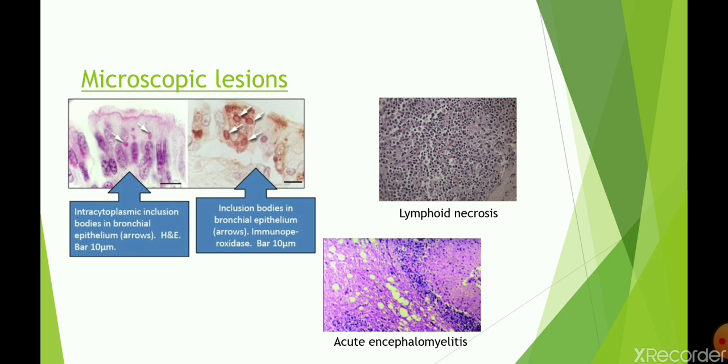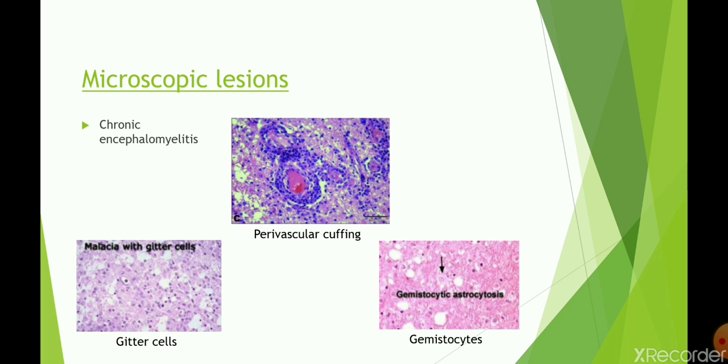And third picture, you can see areas of necrosis, inflammation, vacuolation, etc. It's acute encephalomyelitis. Here, rarely you can get this chronic encephalomyelitis, especially in the old dogs.